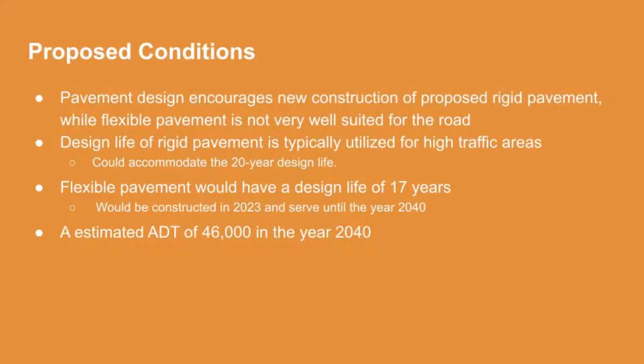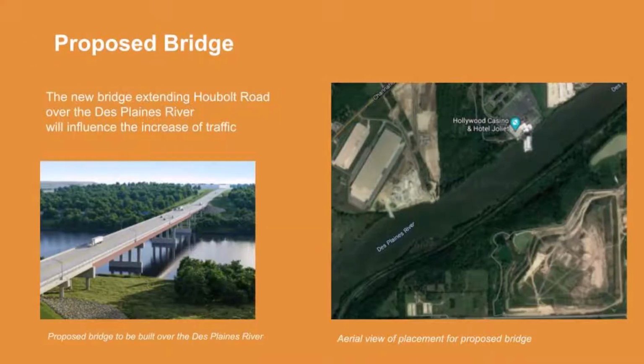We will be looking at both rigid and flexible pavement designs to see which best fits our design. The design life for rigid pavement is 20 years, and the design life of flexible is only 17 years, since the flexible pavement will not be able to withstand such a large volume of traffic for the 20 years. Finally, the predicted ADT of this road is 46,000 vehicles in the year 2040.